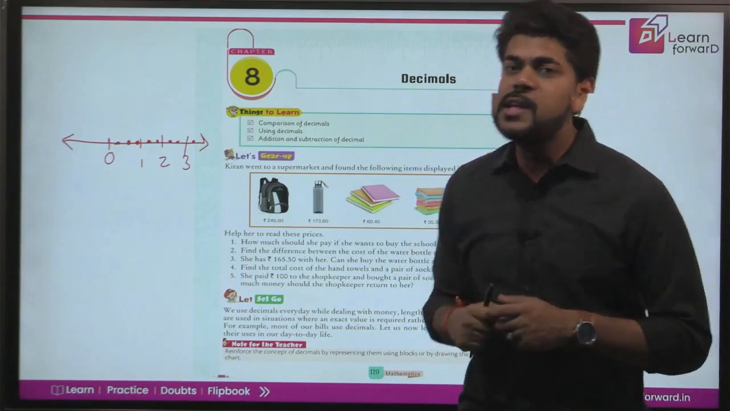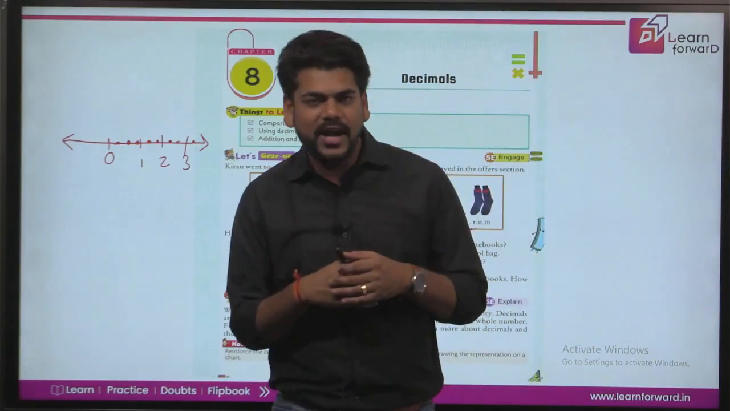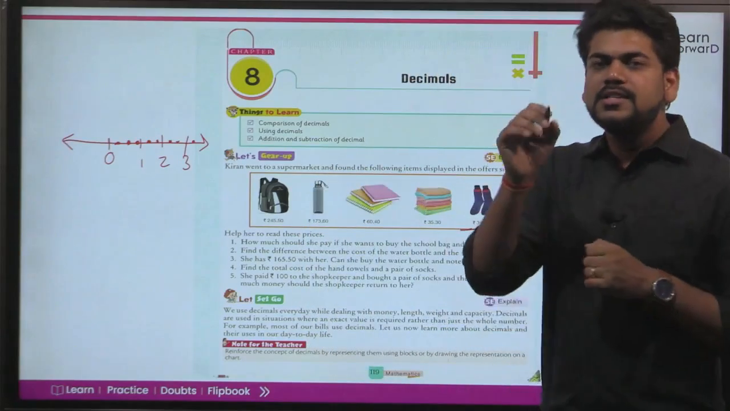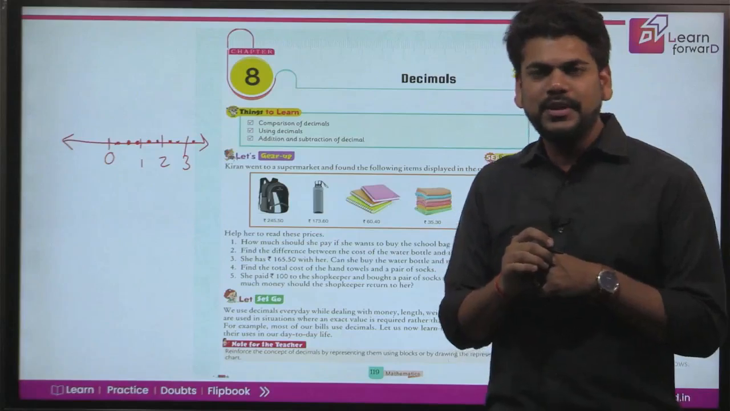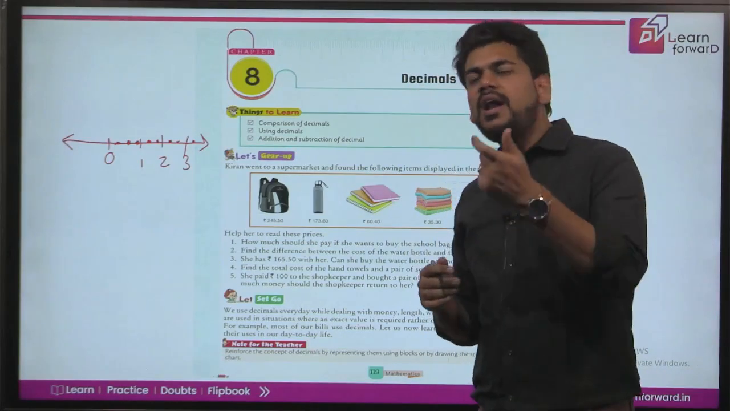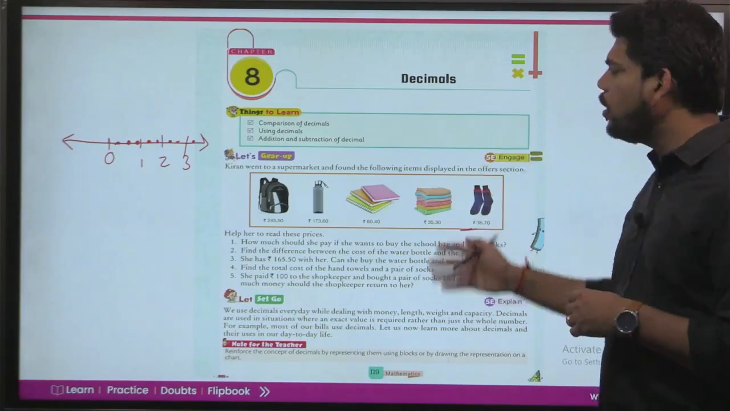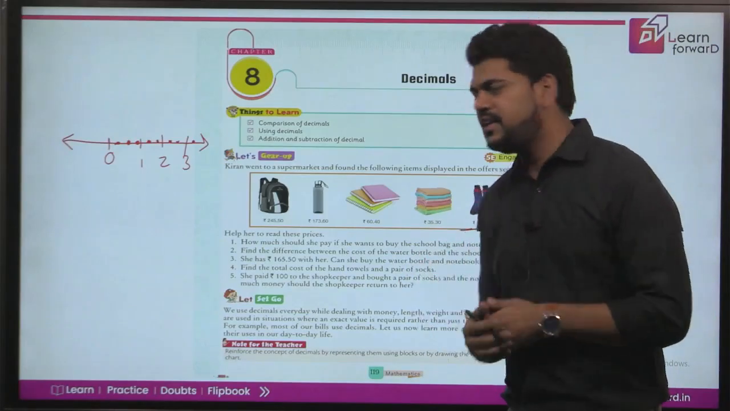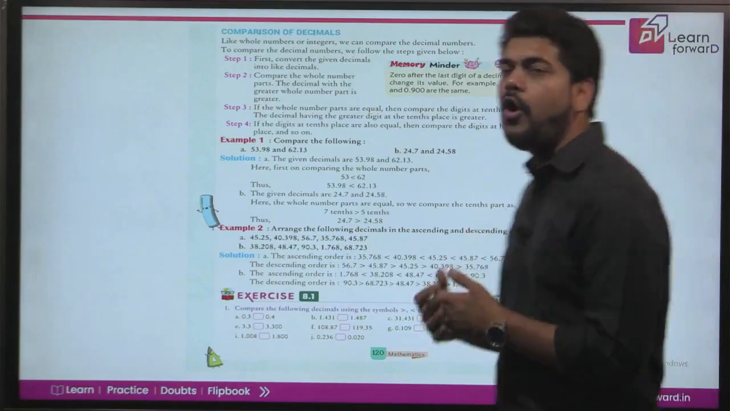There is one more example. You must have gone to a petrol pump to fill up your fuel tank, right? There you must have seen the price of petrol per liter is somewhere 94.73 per liter, or 96.28 per liter. So decimals are actually useful in our life. They exist in our life. That's why we'll be studying more about what decimals are, how to compare them, how to add them, and so on. So our first topic is comparison of decimals.